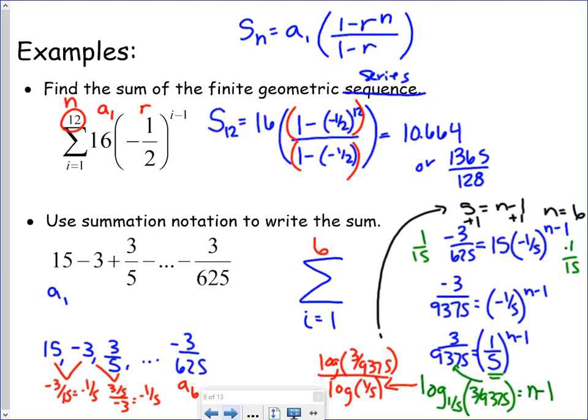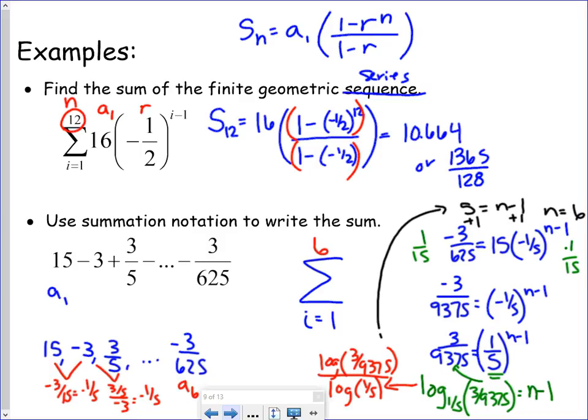Now, I'm sure most of you are looking at all that work with the logs and thinking, I would just rather figure out how many times I multiplied. I think, honestly, in this particular problem, that's probably the most efficient way to do that. Just know that if you ever did get really stuck and you couldn't figure out what term it is, you do have knowledge about logarithms, and that's how you would be able to solve for the exponent in the geometric series.